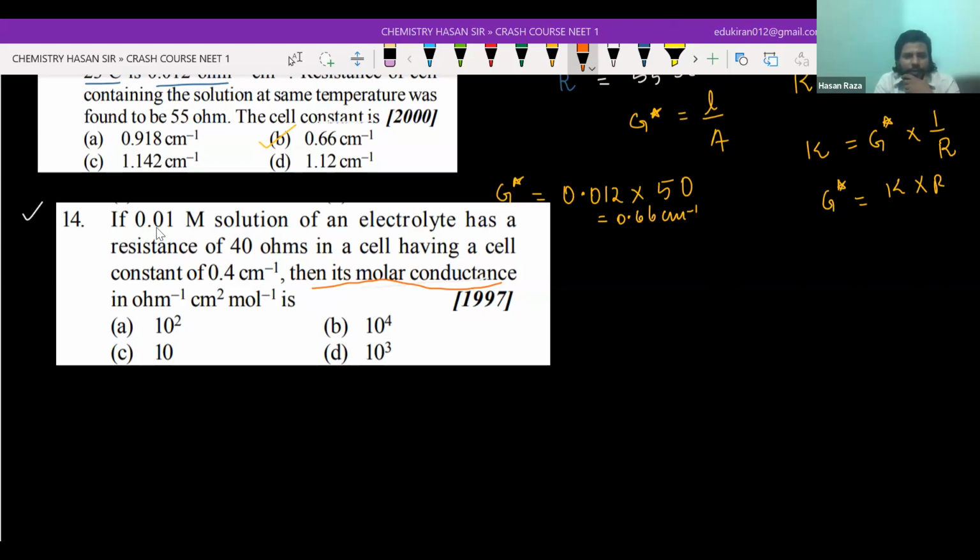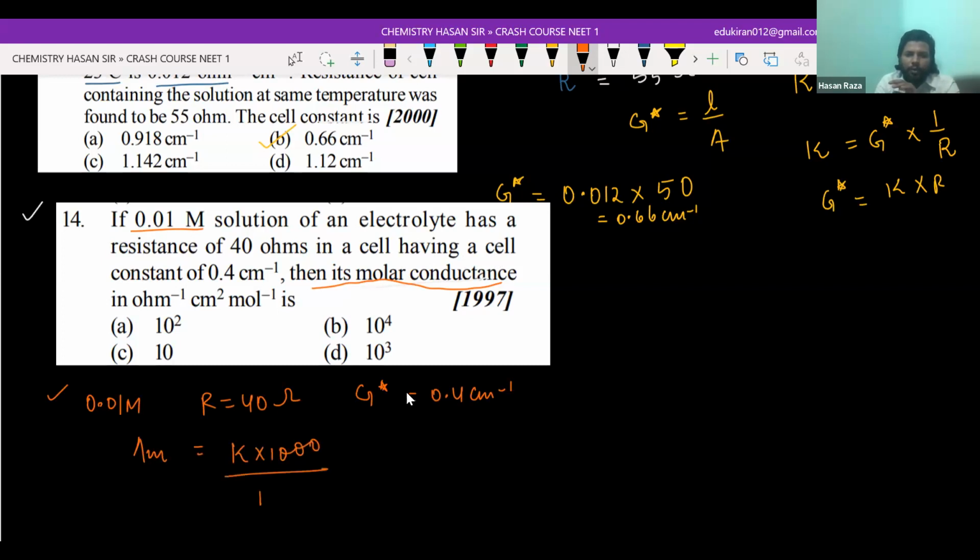So see, molarity is given, so I'm going to write it here, 0.01 m. That is your molarity given of an electrolyte, which has a resistance. Resistance is also given as 40 ohms, in a cell having a cell constant, that is G star, also given as 0.4 per centimeter. Then its molar conductance in per ohm centimeter square per mole. That means we need to calculate the molar conductivity or molar conductance, which has the formula kappa into 1000 upon m.